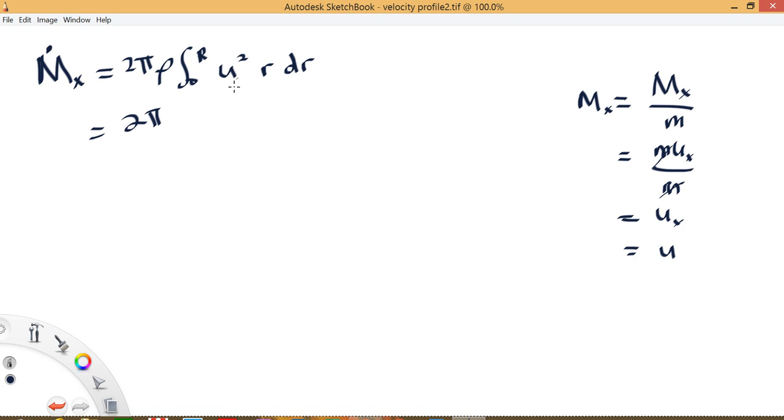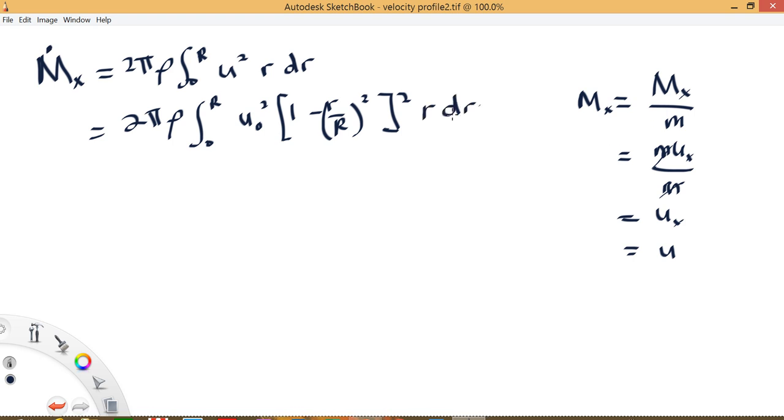So you replace with the equation just now, the u equals u naught times 1 minus r over R square. So you should get this as u naught square, and then we have 1 minus r over R square, and then u square. You have to square both. And then r dr. So you put the u naught outside because it's a constant.